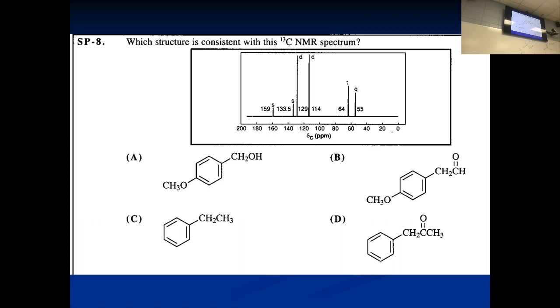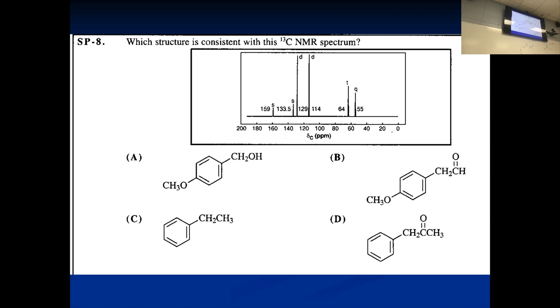How many signals do we see in that NMR spectrum? Pardon? 6. There are 6 unique signals. So the first thing I'm going to do on my exam is look and ask myself, can any of those be eliminated based on that? So I look at this molecule. I look at A, right? And I see a mirror plane that runs through here, and so I can count the carbons. So I'm going to have 1, 2, 3, 4, 5, 6 unique carbon signals. So that one could be it, right?